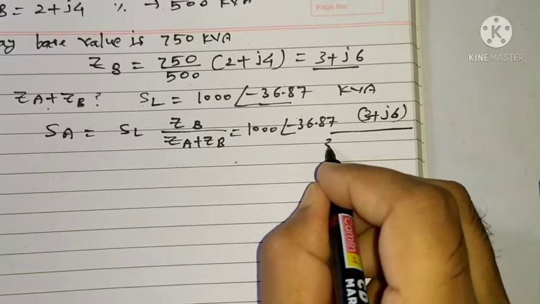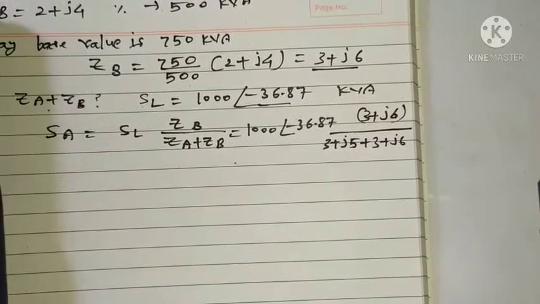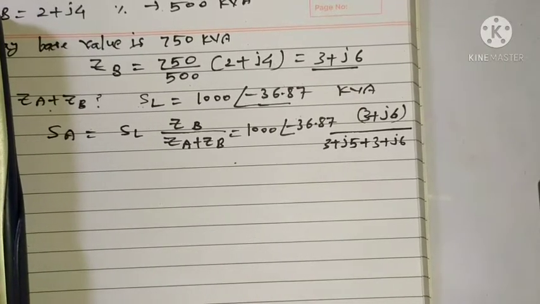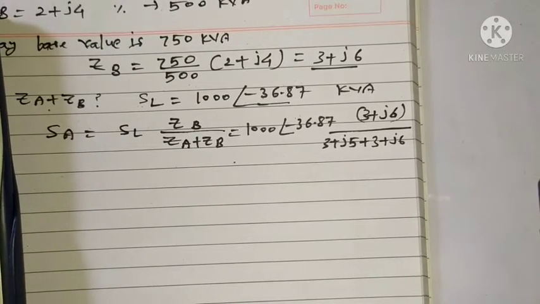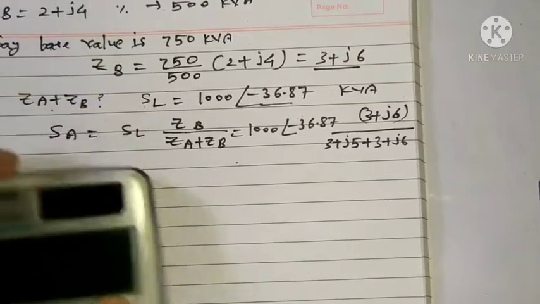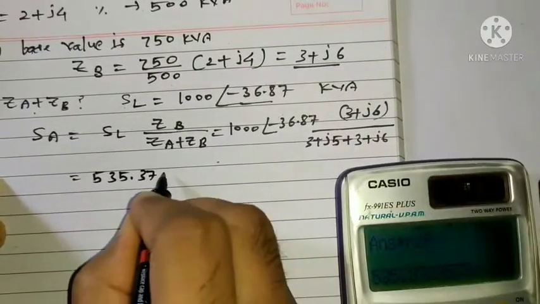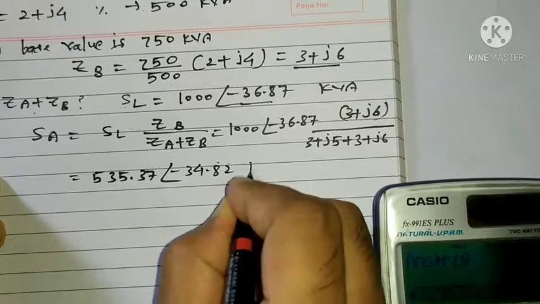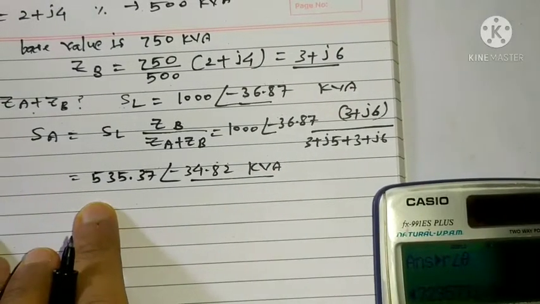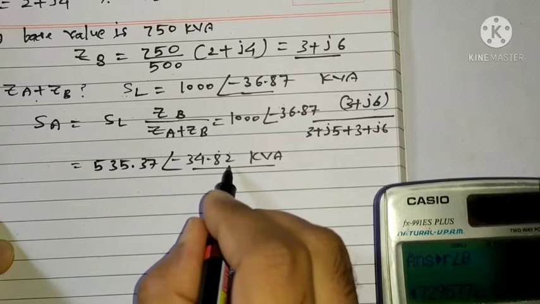ZA is 3 plus j5 plus ZB, which we calculated as 3 plus j6, so the denominator is 6 plus j11. In polar form it comes as 535.37 at an angle of minus 34.82 kVA. So the load shared by transformer A will be 535 kVA, and the operating power factor will be cos of 34.82, that will be lagging.